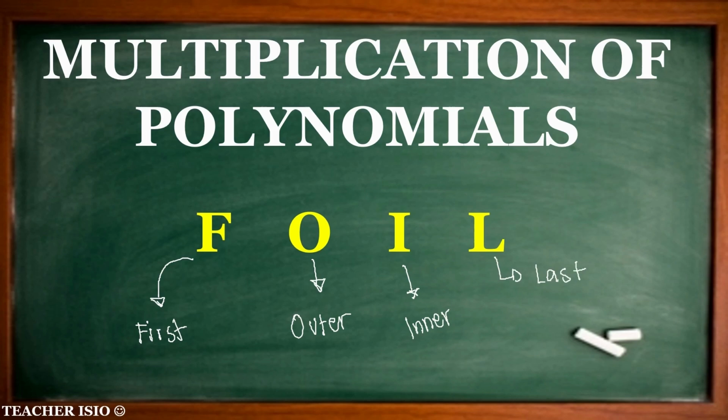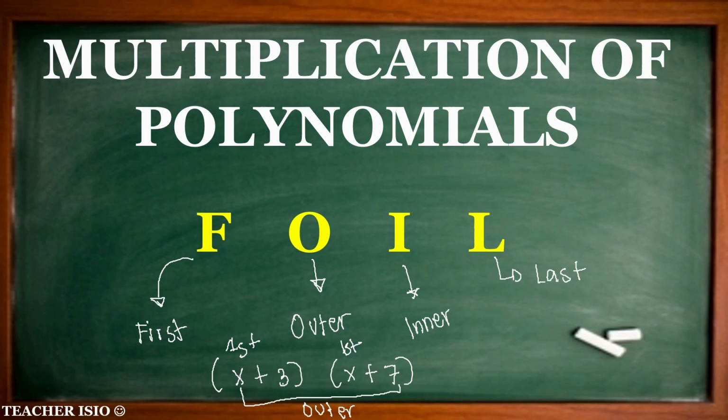Okay? So for example, we have here x plus 3 times x plus 7. So ano ba yung tinutukoy dyan? So this is the first term. How about the outer term? Ito. How about the inner? Etong nasa loob. Okay? And then, again, this is the first term. How about the last? Yan. So that is FOIL method.